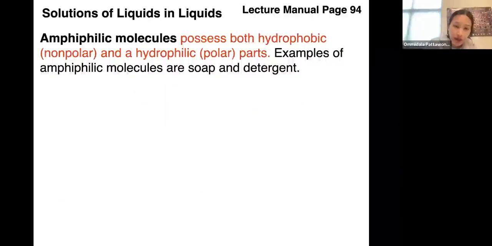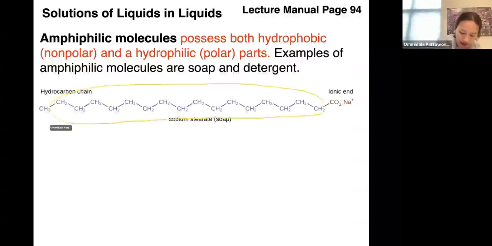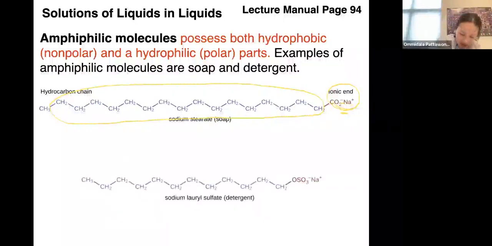Molecules that contain both polar and non-polar parts, we refer to as amphiphilic molecules. Okay, so examples of amphiphilic molecules are soap and detergent. As you see here, it contains a hydrophobic non-polar part and it also contains a hydrophilic polar part as well. Okay, so this is the ionic end, right? It contains negative and positive ions. And here's the detergent, right? It contains the hydrocarbon part, which is hydrophobic, and it also contains a hydrophilic part, which is the ionic end.